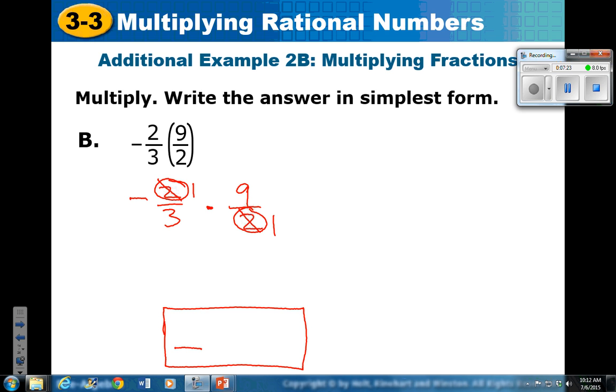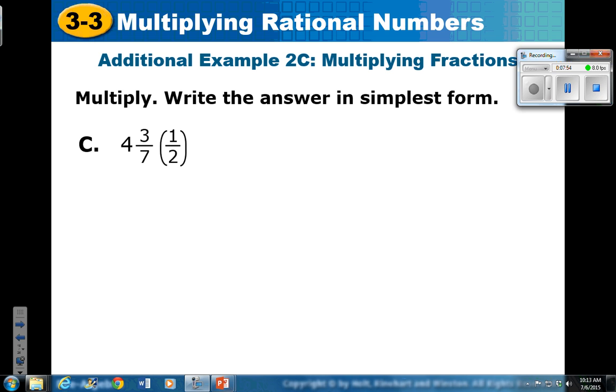Now, just because we've canceled once doesn't mean we can't cancel more. 3 and 9 also have a common factor of 3. 3 divided by 3 is 1. 9 divided by 3 is 3. Now we do top times top is 3, over bottom times bottom is 1. Keep our negative. 3 over 1 simplified is just 3. So our answer is negative 3.